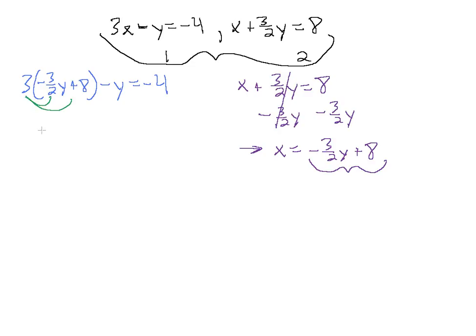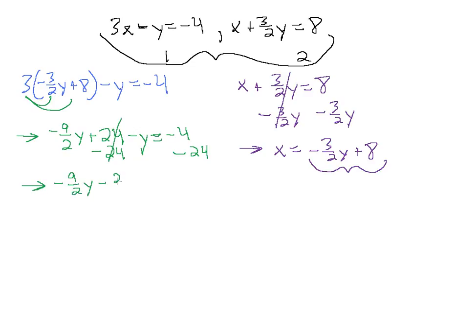We can distribute this 3 into the parentheses, so we have minus 3 times minus 3 is minus 9 over 2 times y, plus 3 times 8 is 24, minus y equals minus 4. Okay, so let's go ahead and start moving everything over to the other side except our variable, so we can subtract 24 from both sides, minus 24. These two terms will cancel, so we're left with minus 9 over 2y minus y.